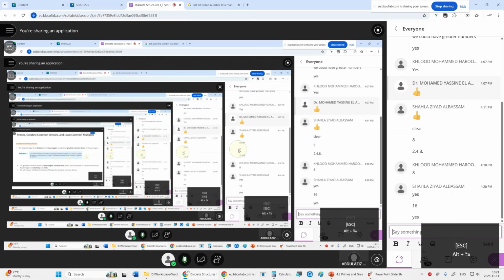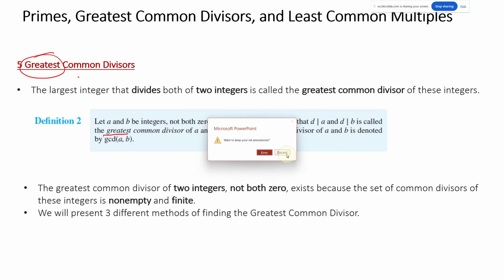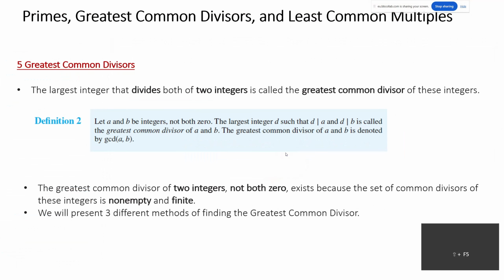And again, we have this bug. I don't know what I'm doing wrong to make this bug. Okay, so let me see.